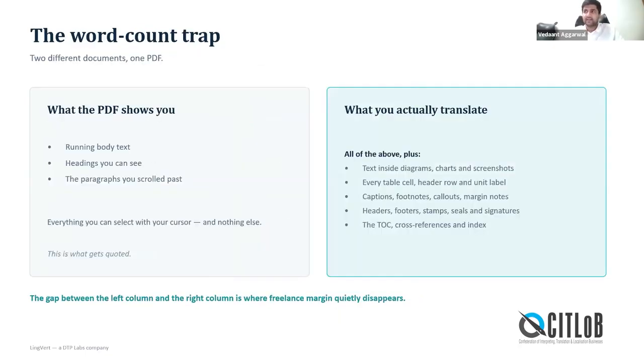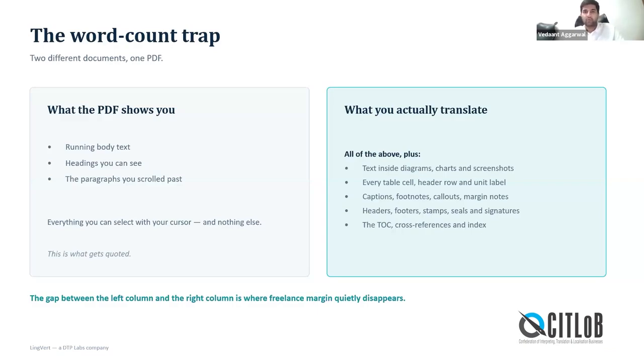So now this is the word count trap, this is where the freelance margins disappear. On the left, what the PDF shows you: body text, the paragraphs you scroll past, everything you can select with your cursor. This is what gets quoted. On the right, what you actually translate. All of that plus the text inside diagrams, charts, and screenshots. Every table cell, header row, and unit label, captions, footnotes, callouts, margin notes, headers, footers. That gap is often 20 to 30% of the whole job, which nobody is getting paid for.